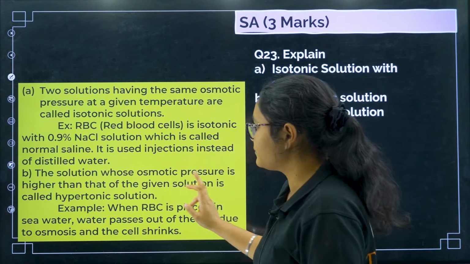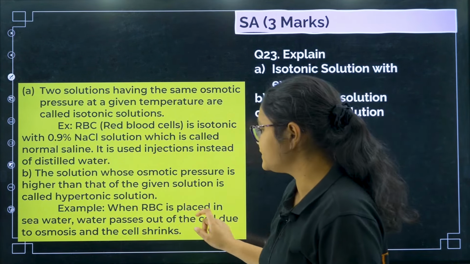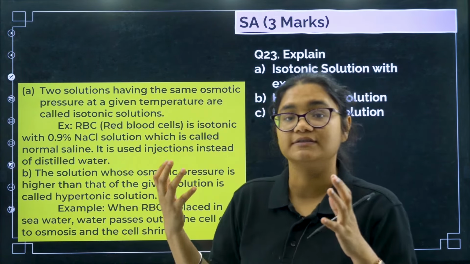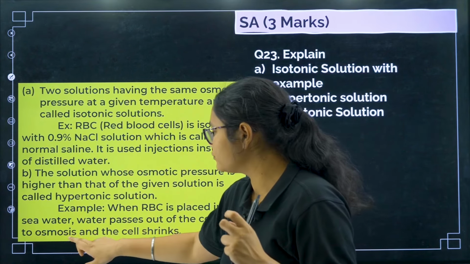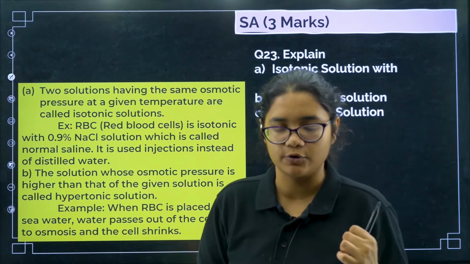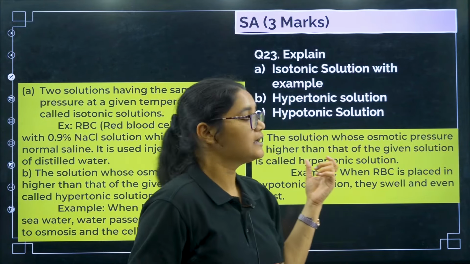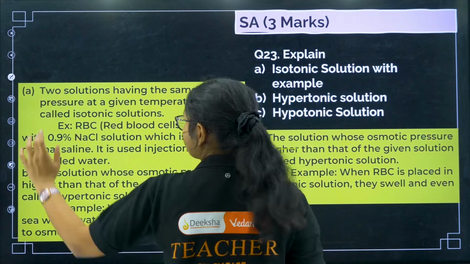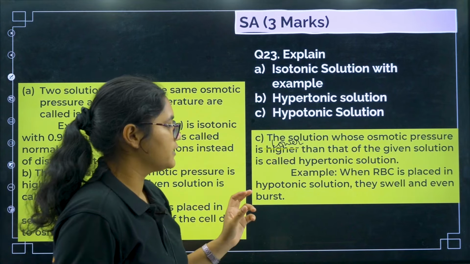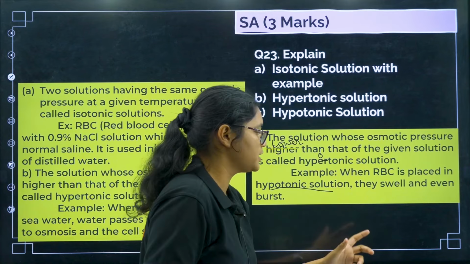Next, the solution whose osmotic pressure is higher than that of the given solution is called a hypertonic solution. Here the example: when RBC is placed in seawater, where the concentration is very high, water passes out of the cell due to osmosis and the cell shrinks. Hypertonic. So seawater has more pressure, is more concentrated. Next, hypotonic: the solution whose osmotic pressure is lower than that of the given solution is called hypotonic. Okay, here a small mistake, it is lower. Now the example: when RBC is placed in a hypotonic solution, they swell.